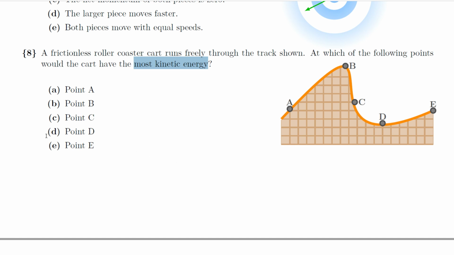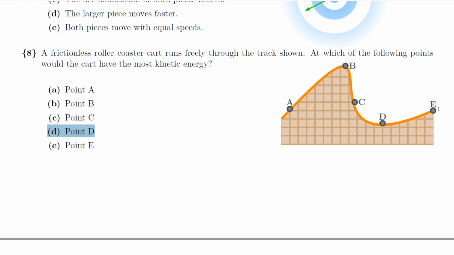And the reason for that is if the cart runs freely along this track through all these points, it just coasts up here. It has to slow down on its way up because it's climbing up a hill. So it's a conversion from kinetic energy to more potential energy. And when you go down the hill, it loses potential energy and exchanges it with more kinetic energy.